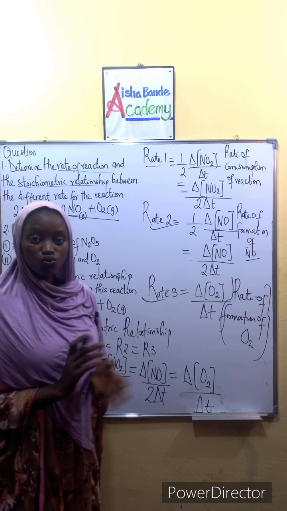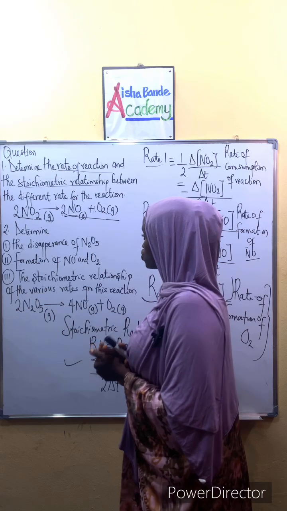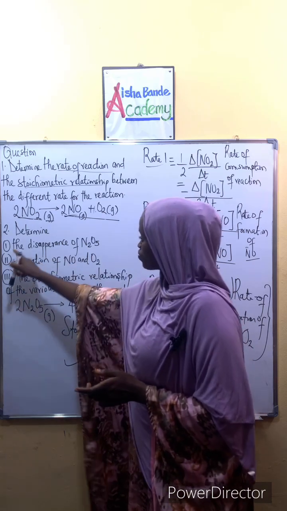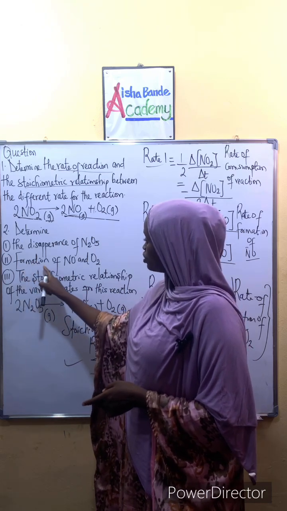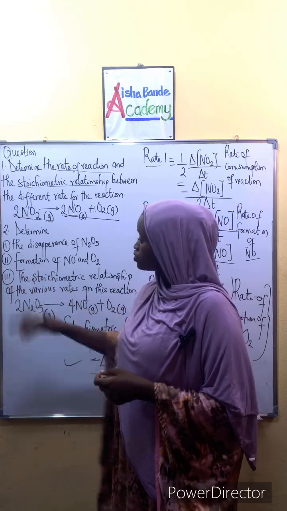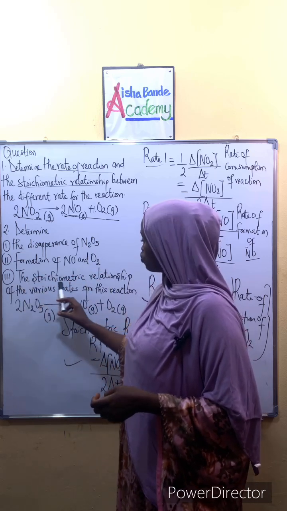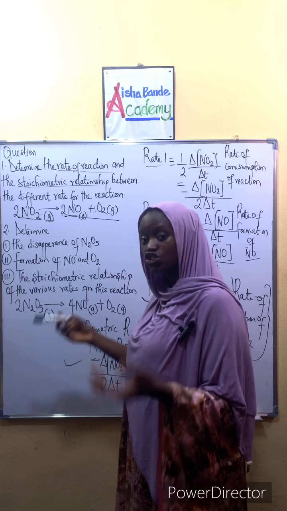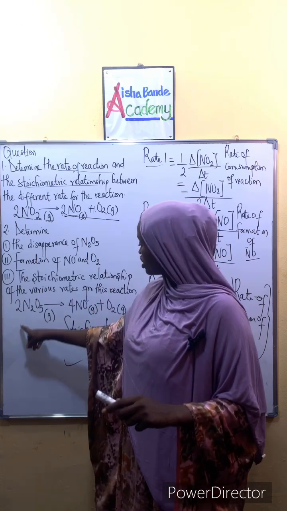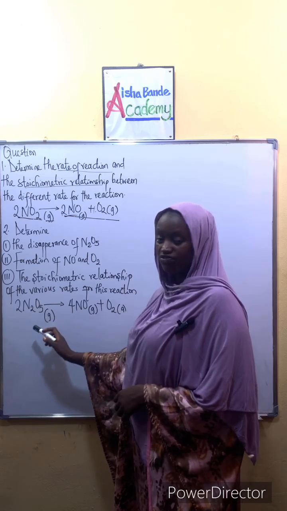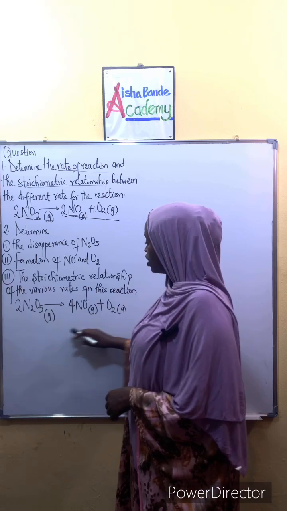So that's all we have under the solution for question 1. Now let's move on to question 2, which says that we should, first, determine the disappearance of N2O5; second, calculate the formation of NO and O2; and third, determine the stoichiometric relationship of the various rates for the reaction. So the reaction is 2N2O5, which is the reactant, which produces 4NO plus O2. So this is the reaction we are having.